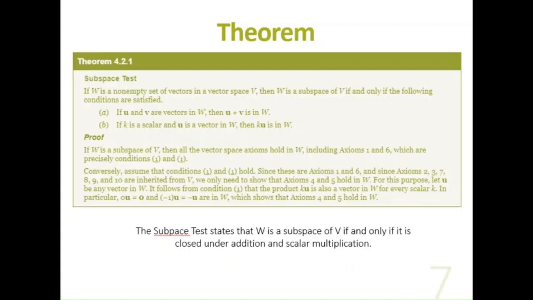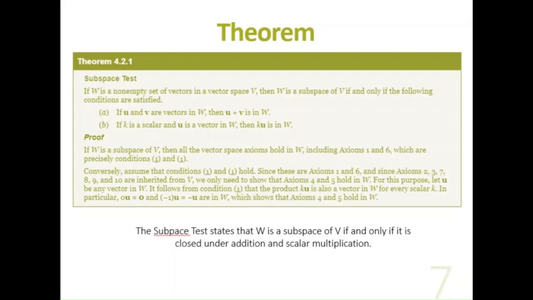Okay. So here it leads to our next important theorem for this chapter, Theorem 4.2.1, the subspace test. If W is a non-empty set of vectors in vector space V, then W is a subspace of V if and only if the following conditions are satisfied. A, if u and v are vectors in W, then u plus v is in W. And B, if k is a scalar and u is a vector in W, then ku is in W. So these are your axioms 1 and 6.